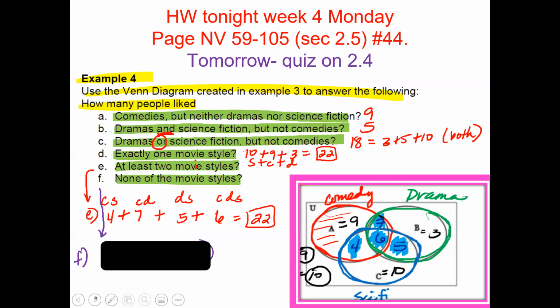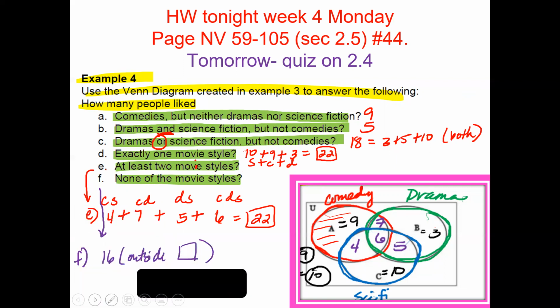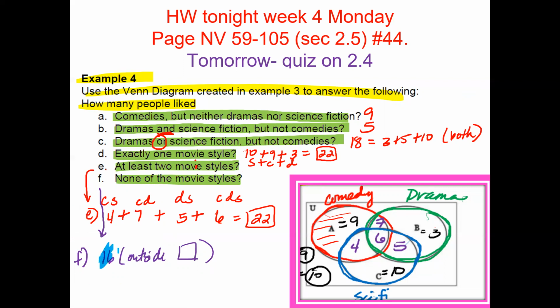For F, so this person doesn't like comedy, drama, or science fiction. I'm like, maybe romance, maybe documentaries. So in which case, what you do with this one is you're going to look at the outside of this Venn diagram, and the one that's on the outside of the Venn diagram is going to be 16.